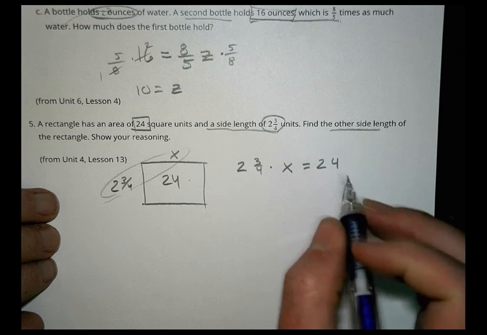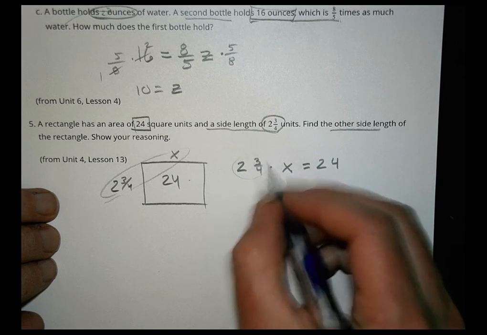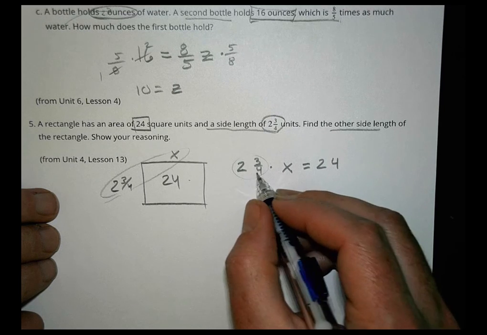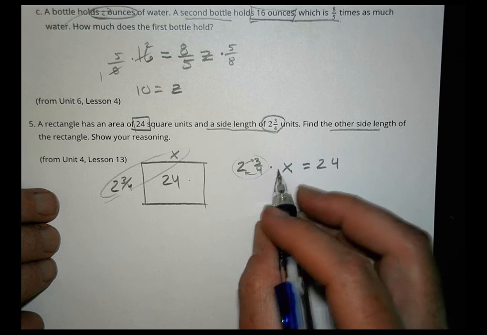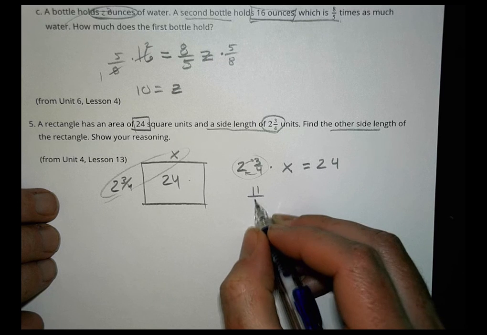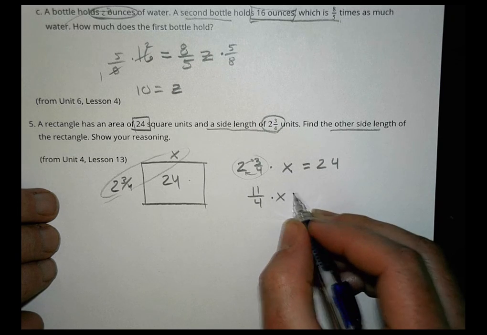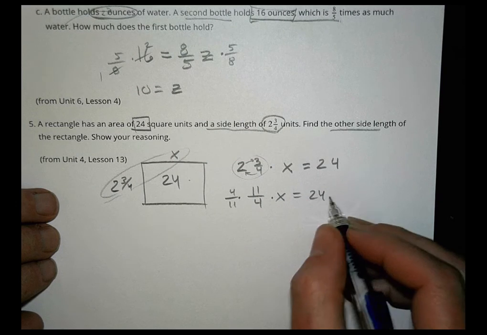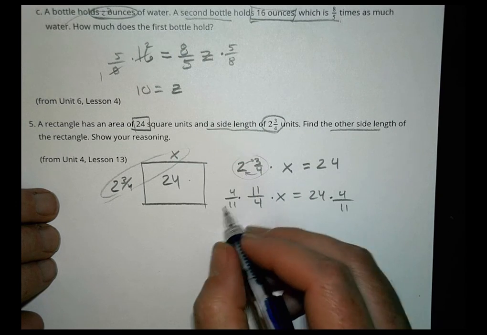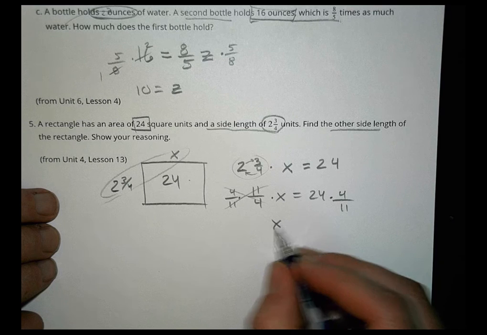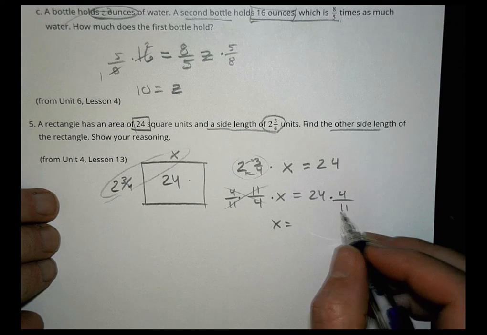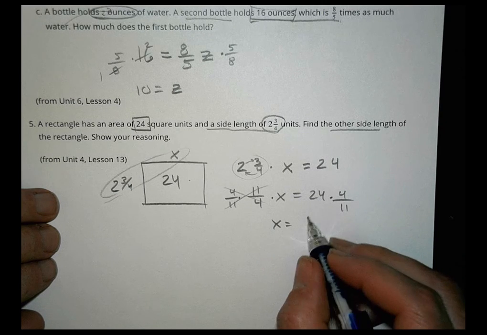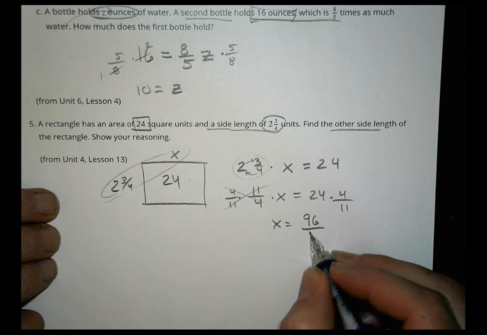Now to solve this one, it'd be helpful to turn that into an improper fraction. So 4 times 2 is 8. 8 plus 3 is 11. So we have 11 over 4 times X equals 24. We'll multiply both sides by the reciprocal. So this becomes eliminated there. And X equals, I really can't reduce 11 and 24. So I multiply 24 times 4, which is 96 over 11.